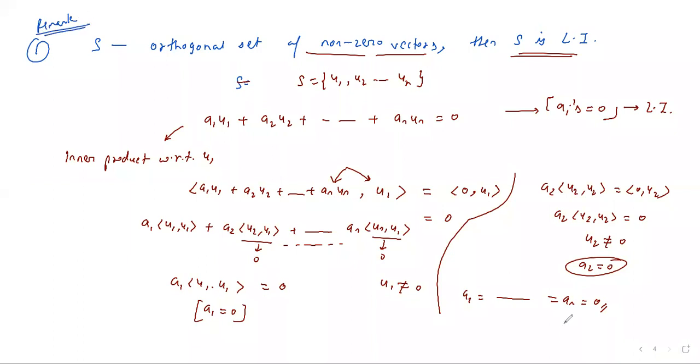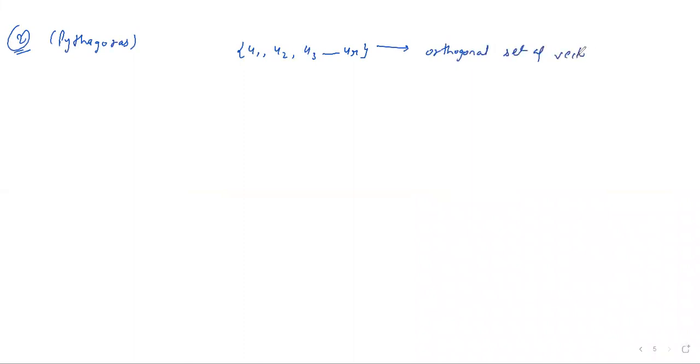Now the second thing in this is a remark. The second remark is Pythagoras. What is in it? We are considering the same orthogonal set of vectors, which is u1, u2, u3 to ur. This is my orthogonal set of vectors. With the help of inner product and an orthogonal set of vectors, we are just proving the Pythagoras theorem.